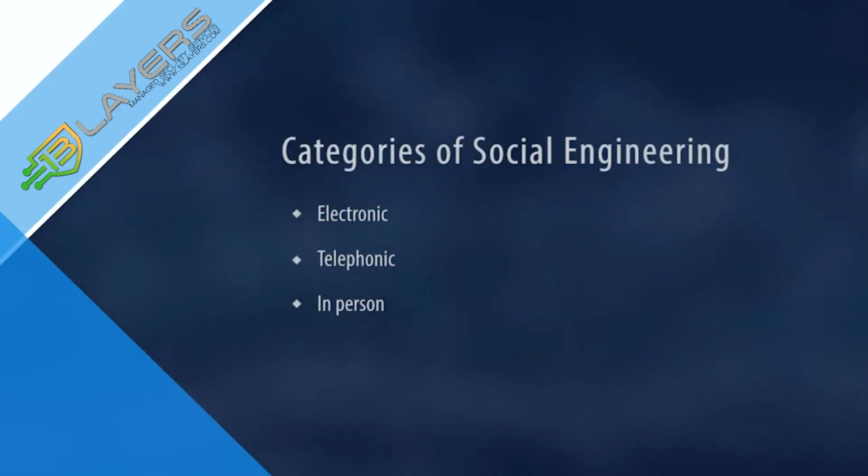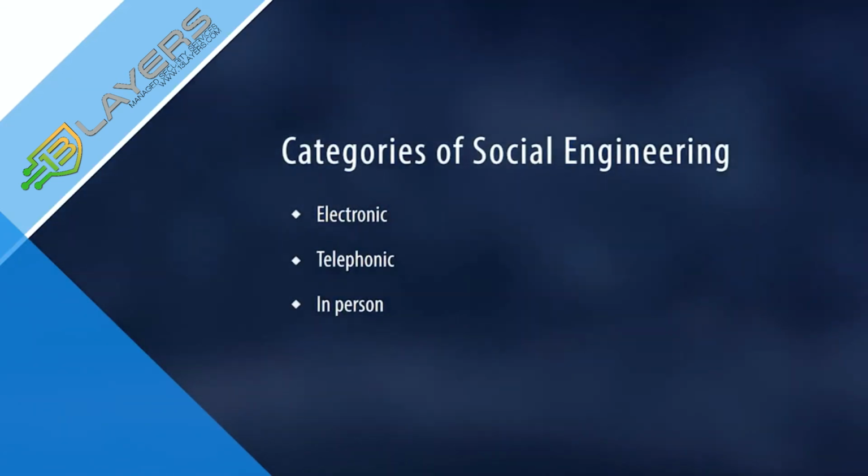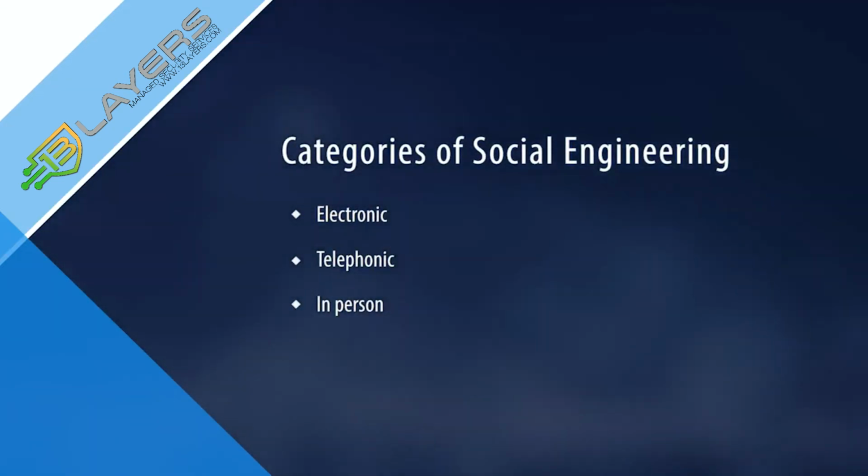There are three major categories of social engineering. There are electronic, telephonic, and in-person.